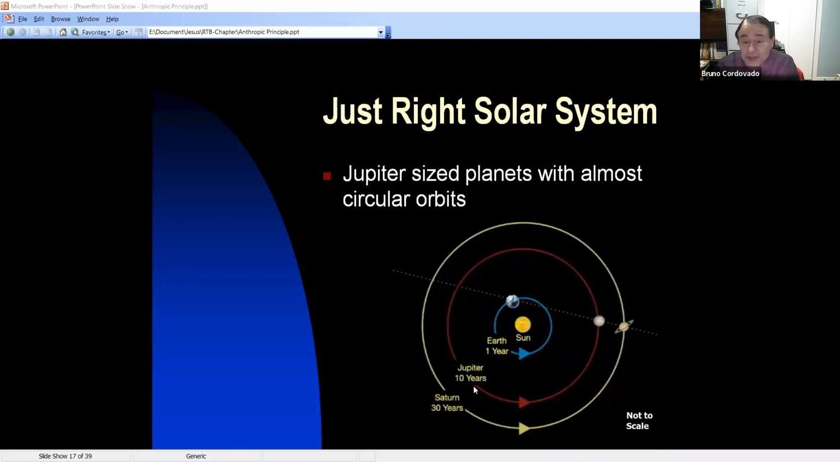Then you need to have planets about the size of Jupiter and Saturn also part of the system, because these planets, because they're so heavy, attract any asteroids or meteorites, and they would protect the planet that's on the inner side, closer to the star, so that you wouldn't have a lot of asteroids impacting the planet.